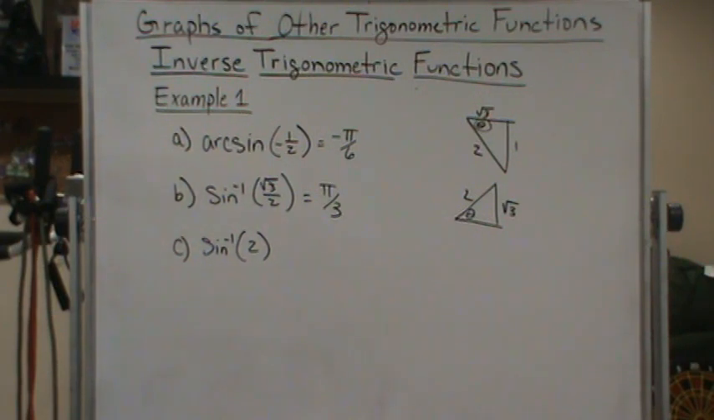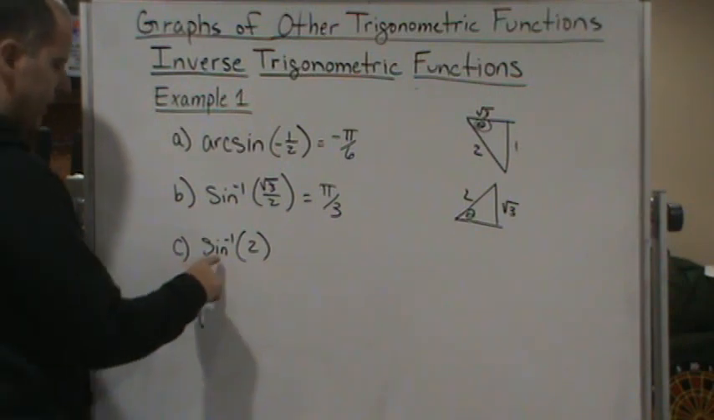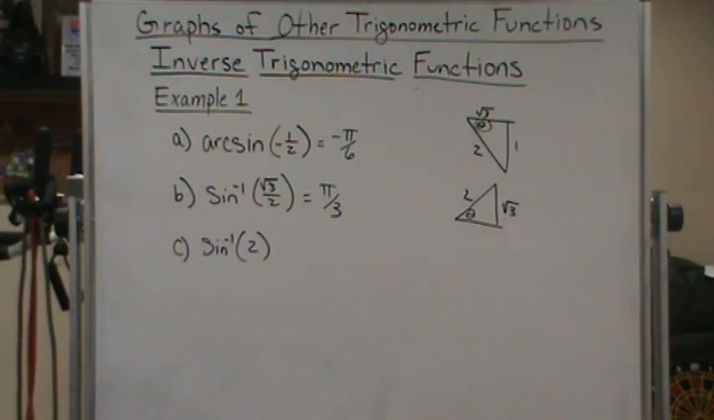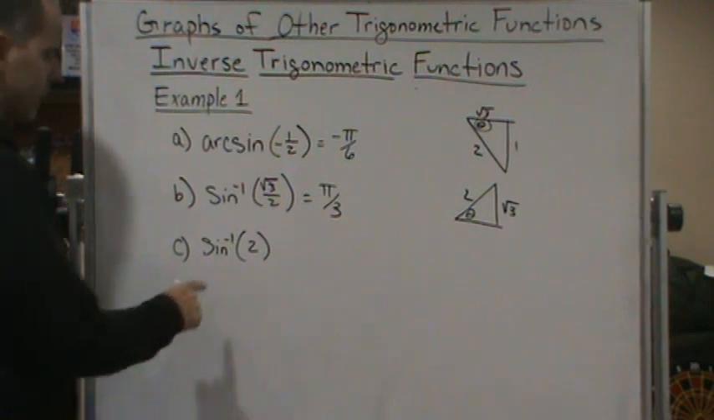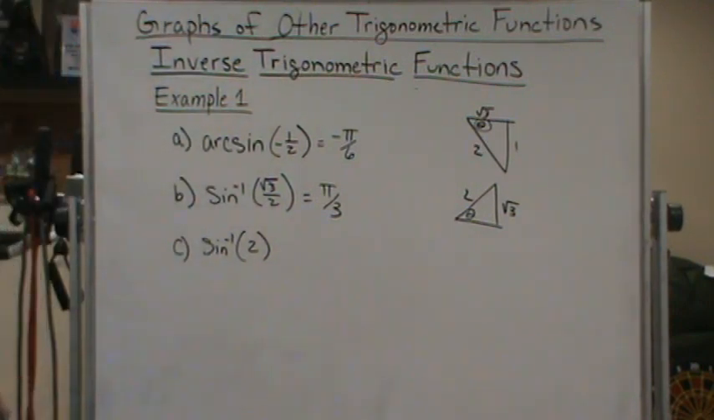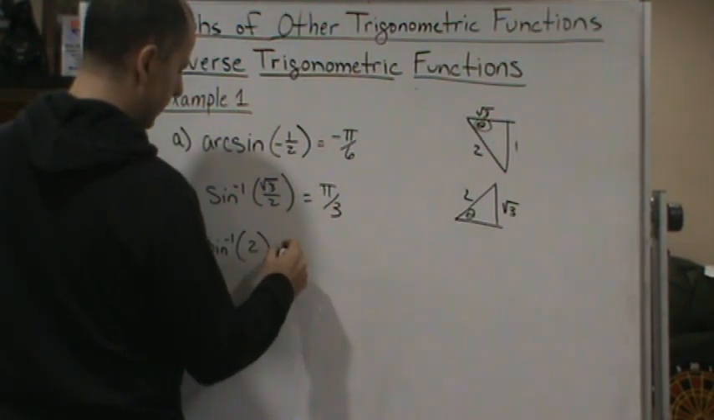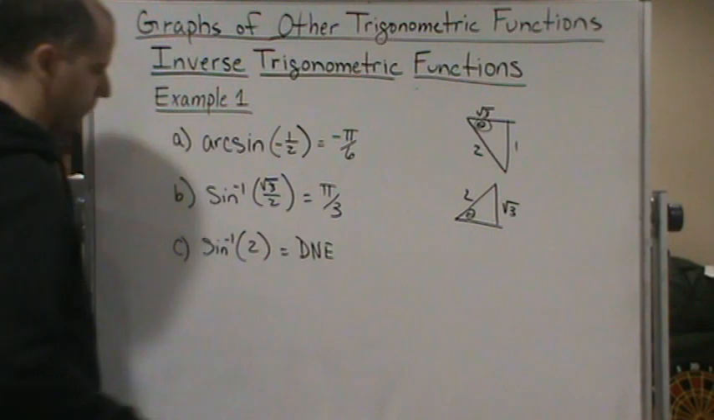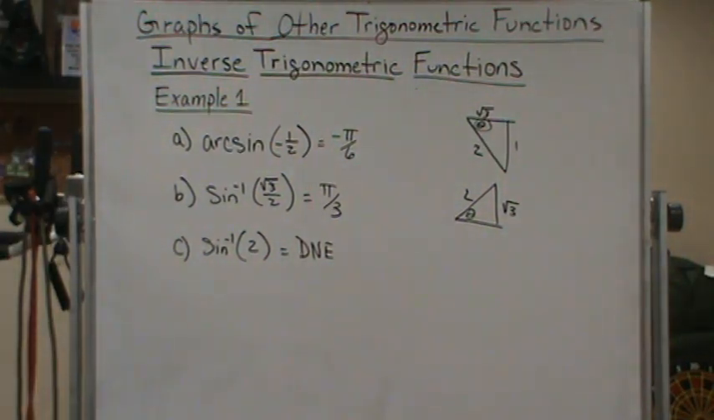And now finally, we want to find the inverse sine of 2. But notice that 2 is not in the domain. Because remember, the domain of arc sine is negative 1 to 1. So this one does not exist.